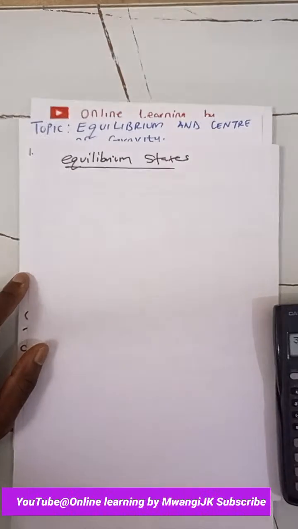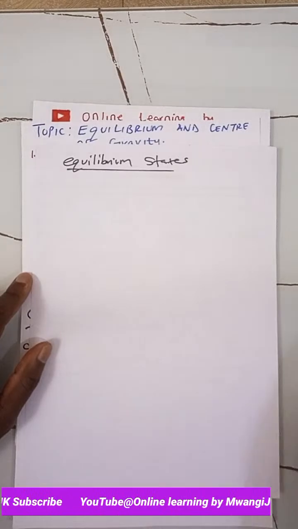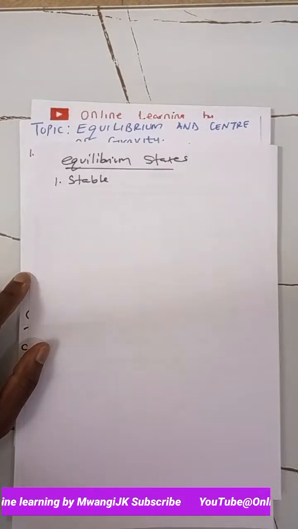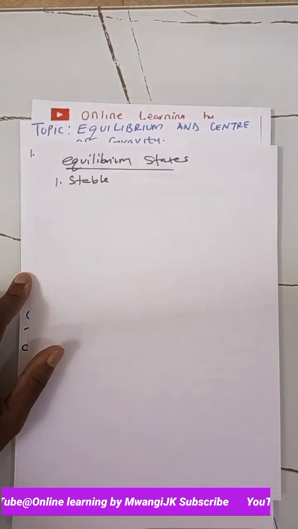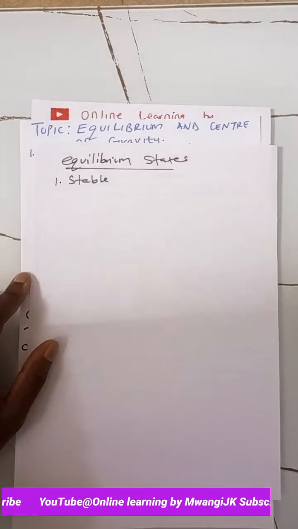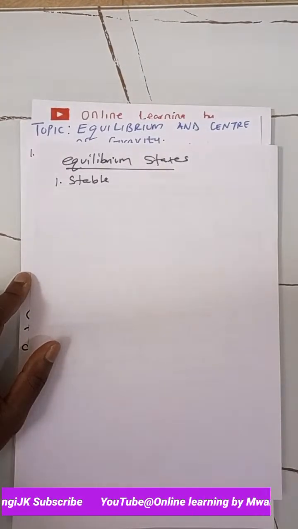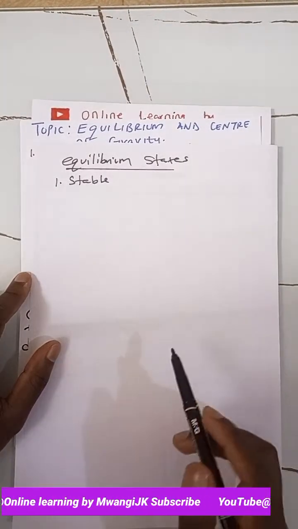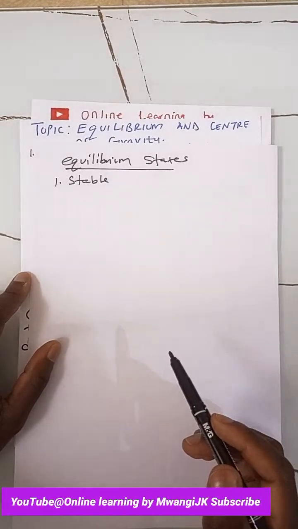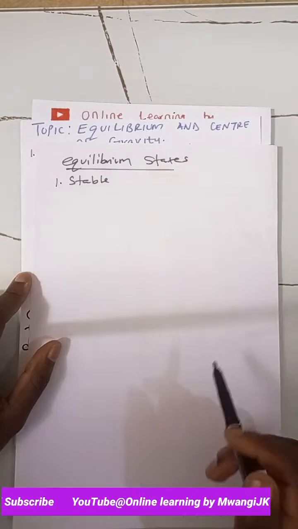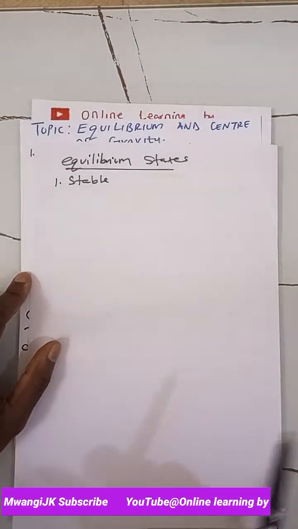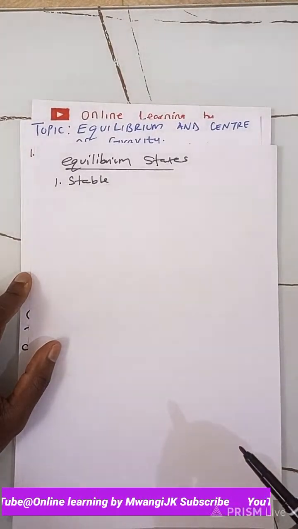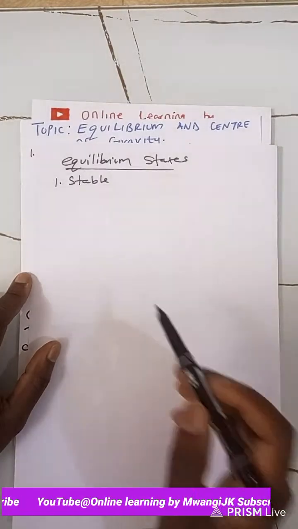And we have three states of equilibrium. One, stable equilibrium. A body is regarded to be stable if, on application of a little force, it tends to get back to its original state, because it wants to remain stable. So if you try disturbing it, it will tend to get back to its original state of equilibrium. So that is about stable equilibrium.